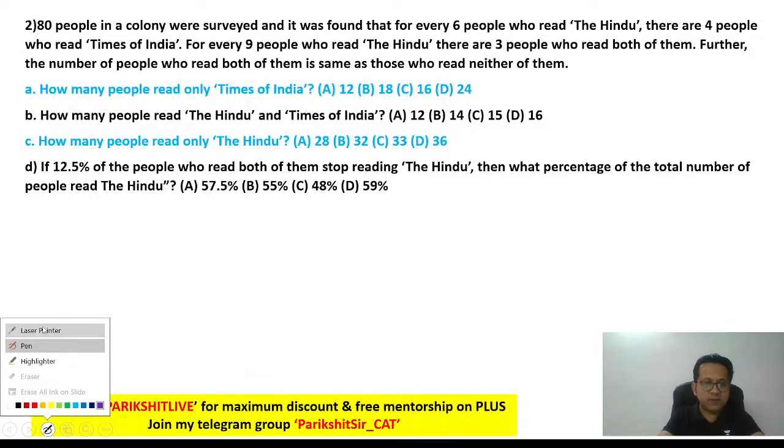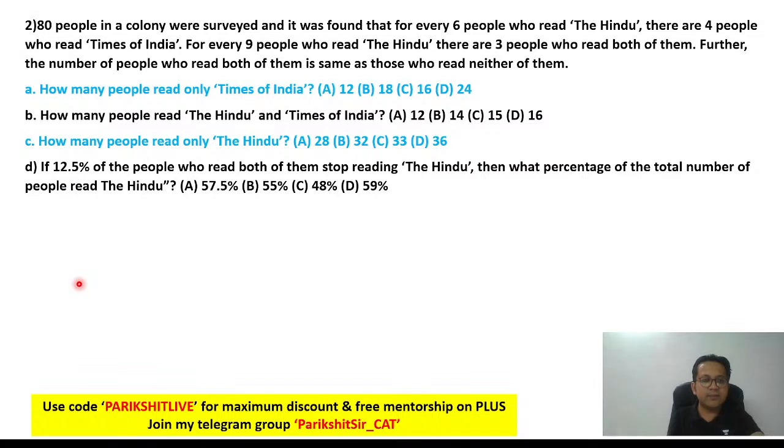Let's read it together. Set 2. 80 people in a colony were surveyed, and it was found that for every 6 people who read the Hindu, there are 4 people who read the Times of India. Okay. So the moment I say okay, it's not just an okay, it's basically taking a pause. There is a full stop, I take a pause, and the moment I take a pause, I'm trying to process whatever I have read.